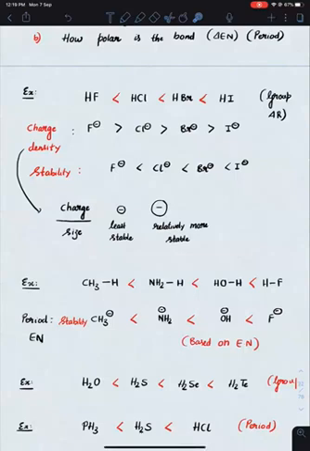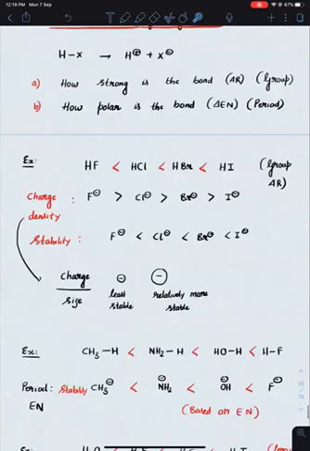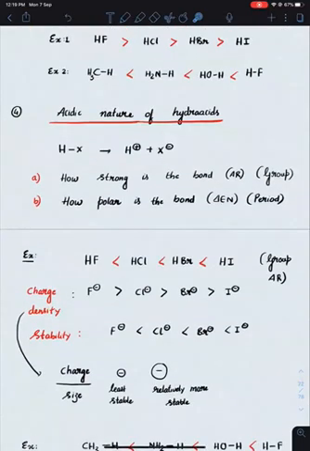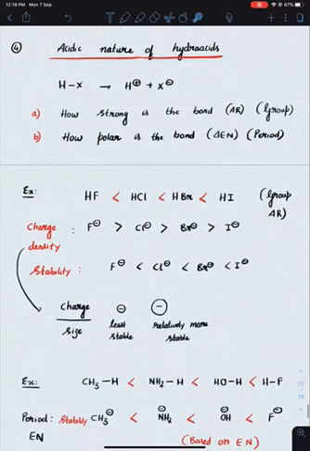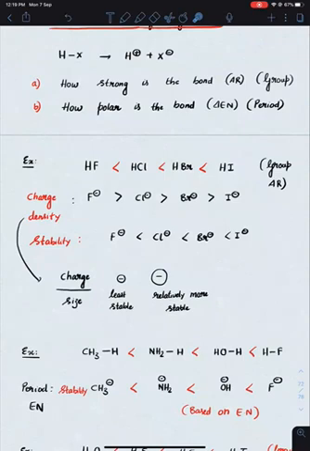Okay. And based on the atomic radius, why is the stability being discussed? Because it is having negative charge. If more and more negative charge is concentrated in a smaller region, it is unstable. In that case, it will combine back with H positive immediately. So F minus, Cl minus, Br minus and I minus. The order of charge density is F minus greater than Cl minus greater than Br minus greater than I minus.